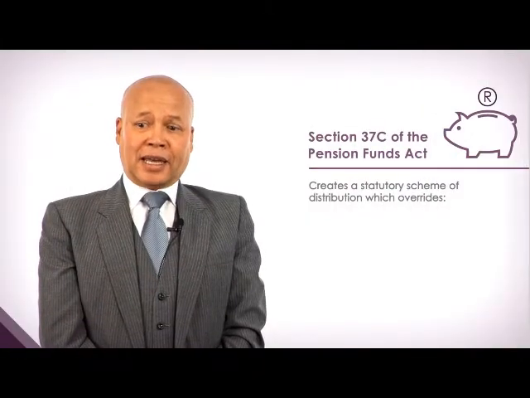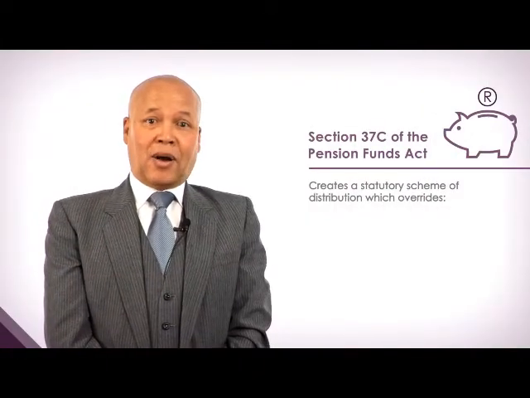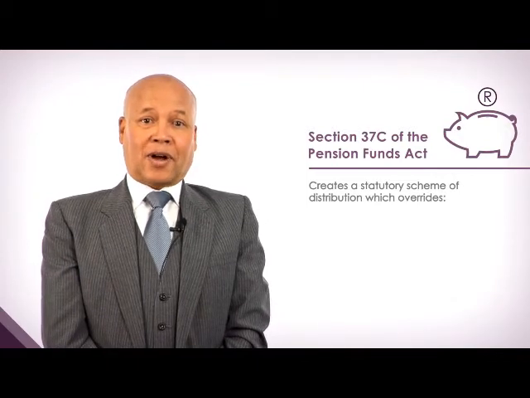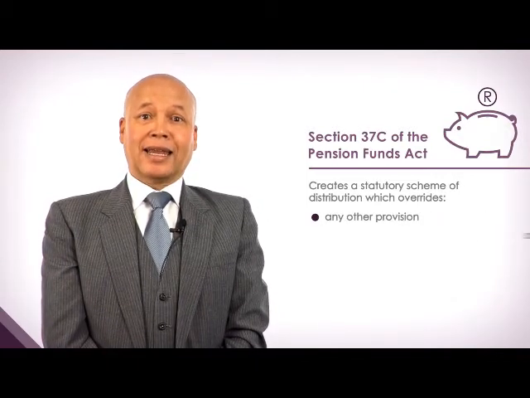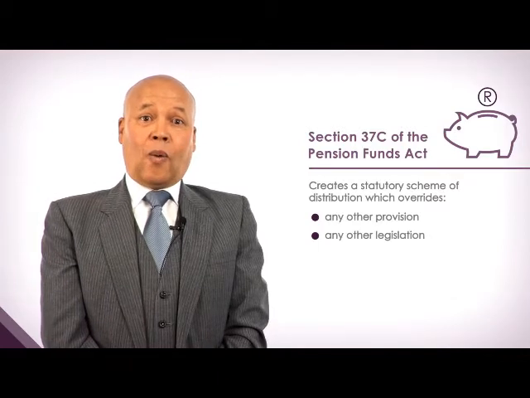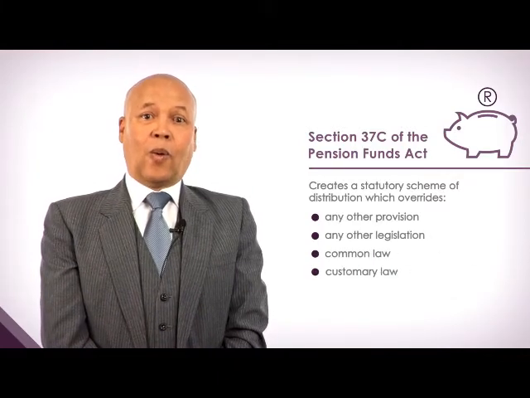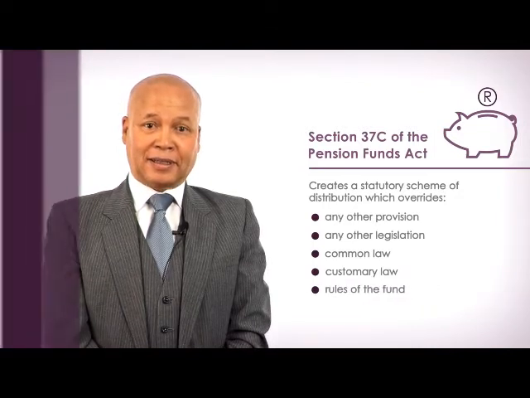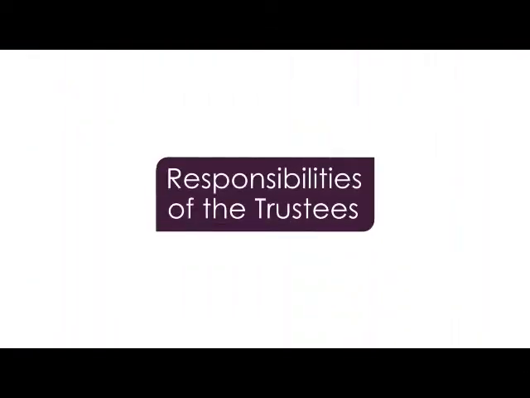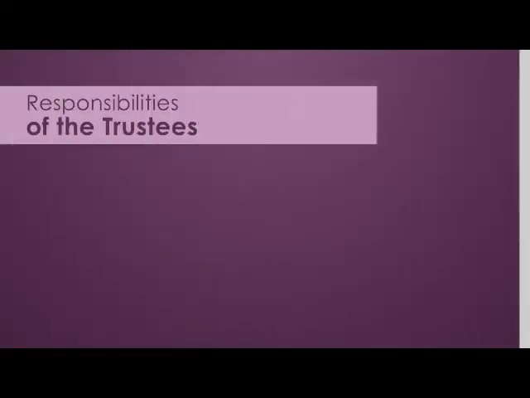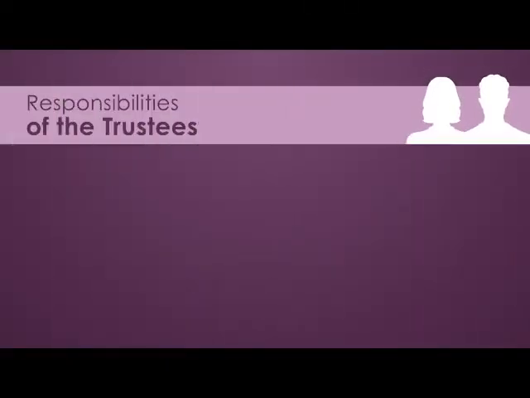Section 37C creates a statutory scheme of distribution which overrides any other provision in any other legislation or the common law, or even in customary law, or the rules of the fund. In terms of the statutory scheme of distribution, the trustees need to do a number of things in order to ensure that there is compliance with the statutory scheme.